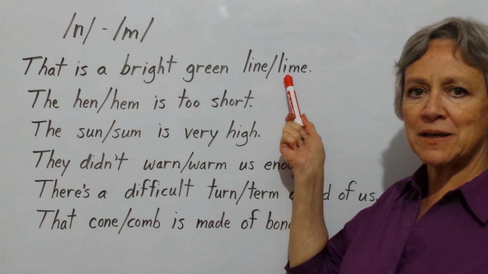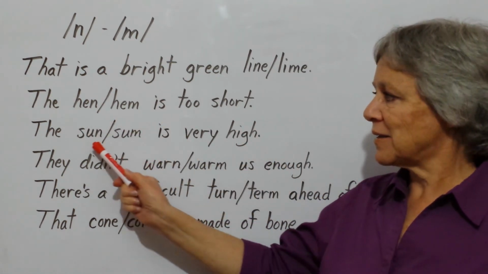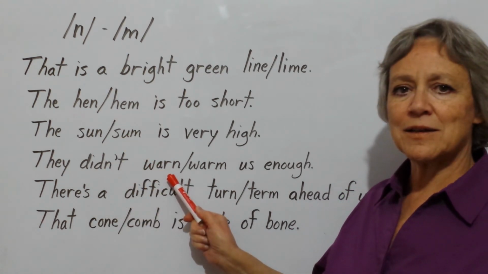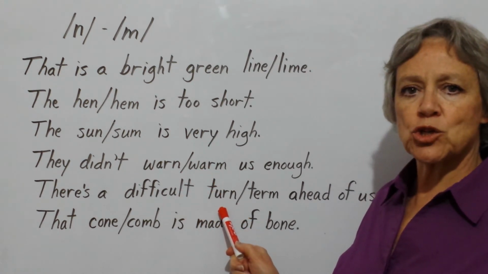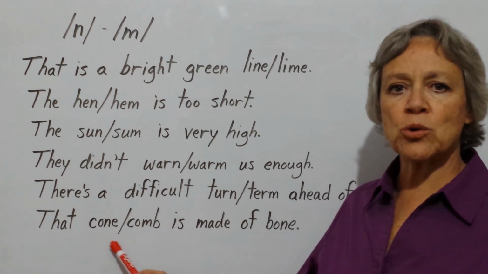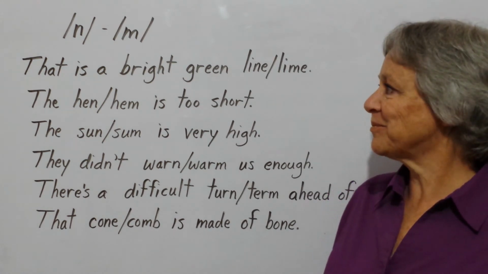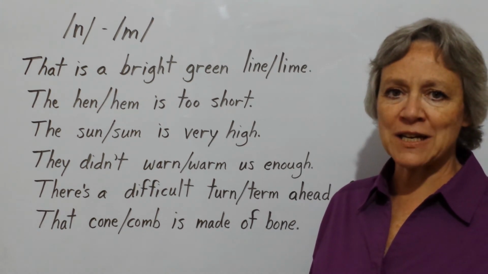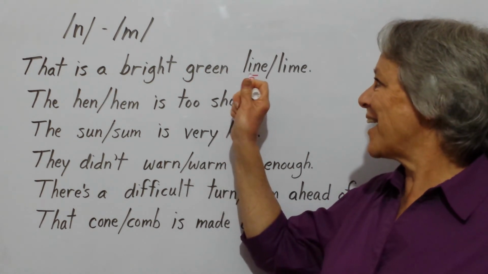Line, lime. Hen, hem. Sun, some. Worn, warm. Turn, term. Comb, comb. Okay? Please decide which word I say. That is a bright green line. Which one? Okay. Line.